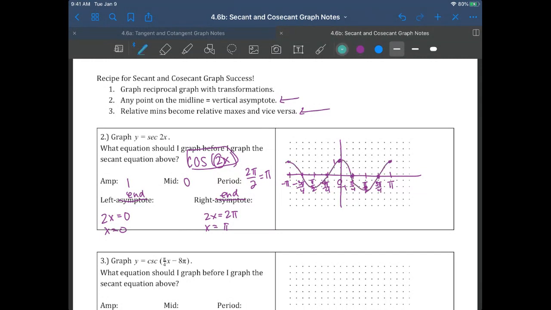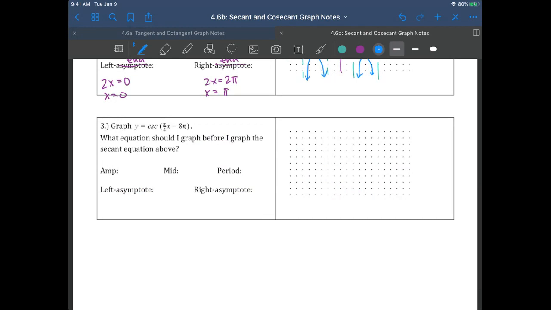Okay. From there, I'm going to make any midline point into an asymptote. So make that into an asymptote. My midline is at 0, so that's nice and easy for me. And then I'm going to graph in my highs, which become my minimums, and I graph in my tooth. My low point becomes my high point. Graph in my tooth, tooth, tooth, and that's it.